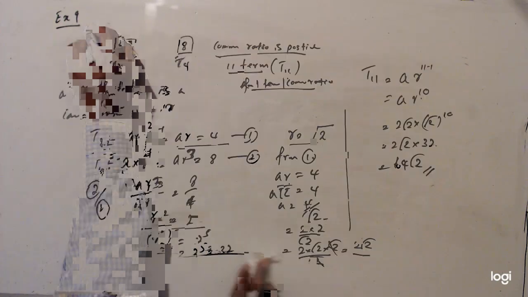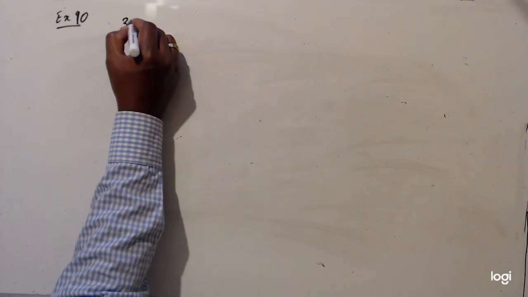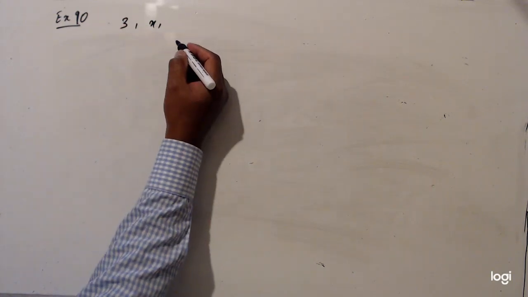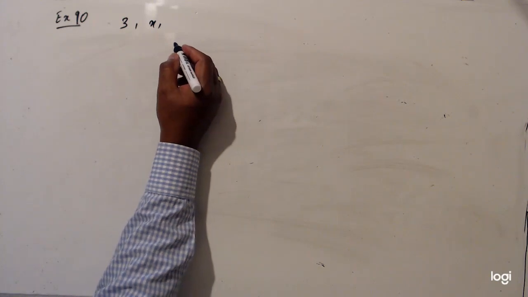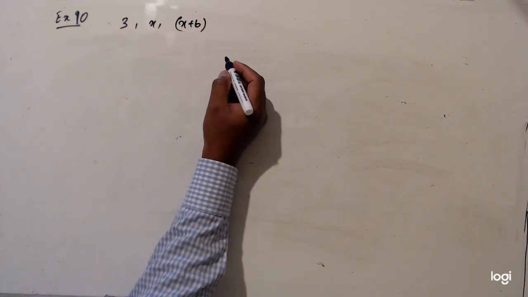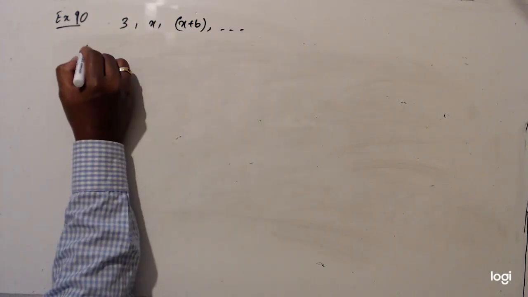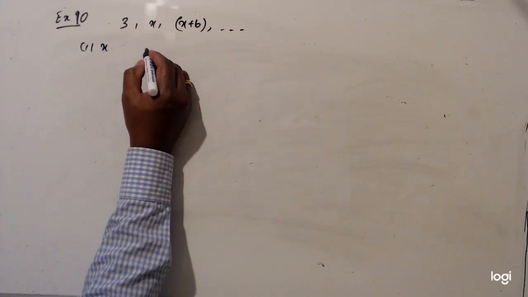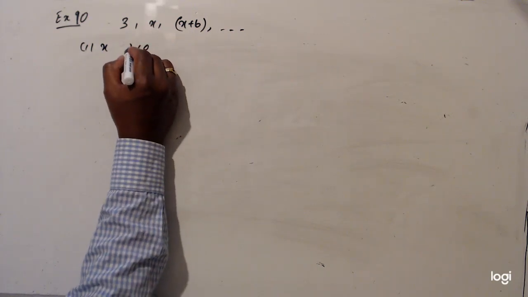Example 10. The first three terms of a sequence are given: 3, x, x plus 6, and so on. We want to find x, and then we need to find the 10th term.